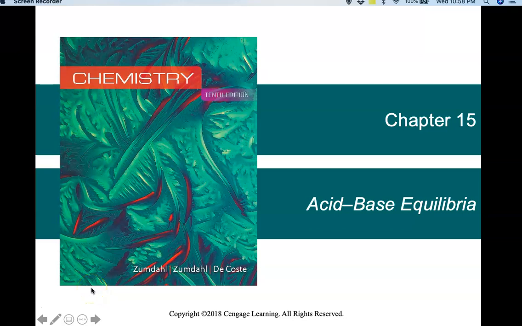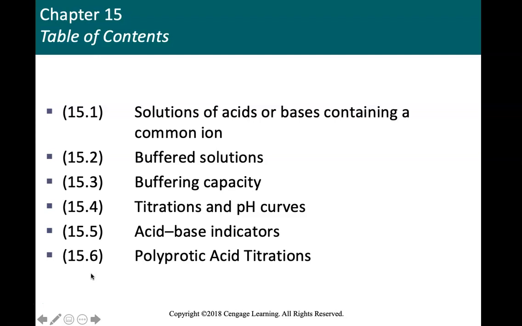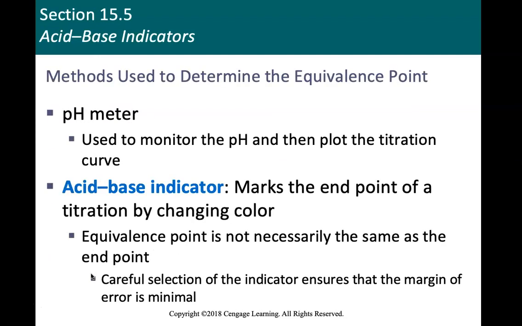So in this section here, we're going to cover the last two topics, and that is acid-base indicators and polyprotic acid titrations. So what is an indicator? An indicator basically is something that is used to indicate when you have reached the point of stoichiometric proportions in a reaction.